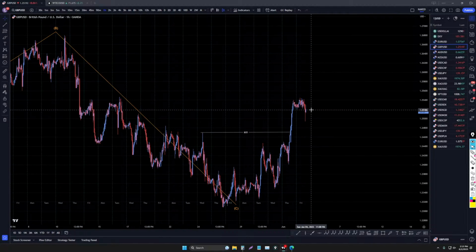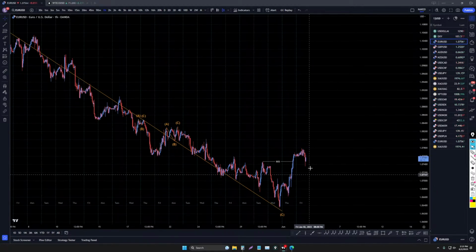Pound kind of looks like it's ready to make a little bit of a move up. It could just be a wave 5. And the euro looks like it's ready to make a move up, and that could just be a wave 5 also. So definitely very underwhelming for sure.